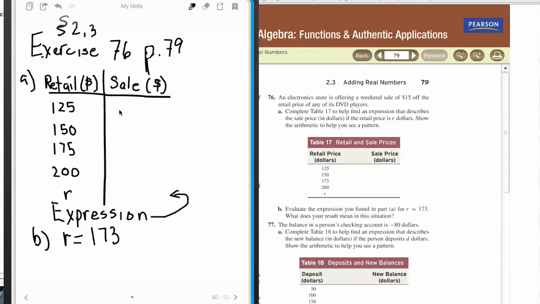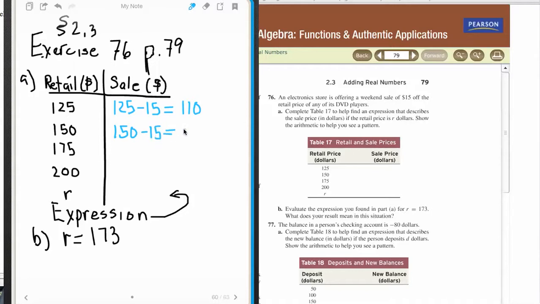So first off, what we're saying is, okay, if we have a retail price of $125, then the sale price represents that $125 minus $15. And so 125 minus 15 gives us 110. And I'm not going to write the units each time because I've written them right up here. Then if it's $150, that would be the sale price being 150 minus the $15.